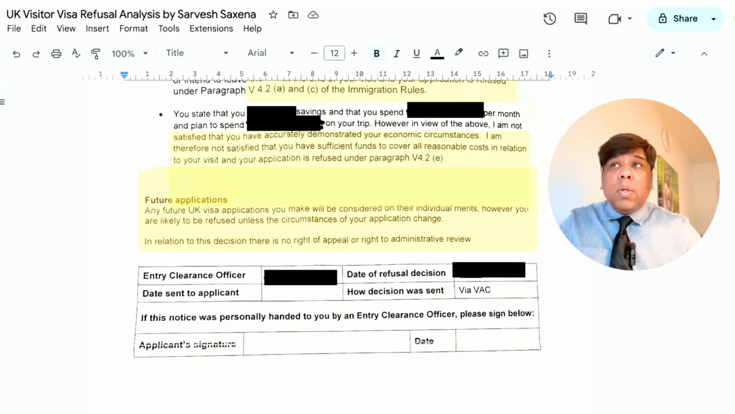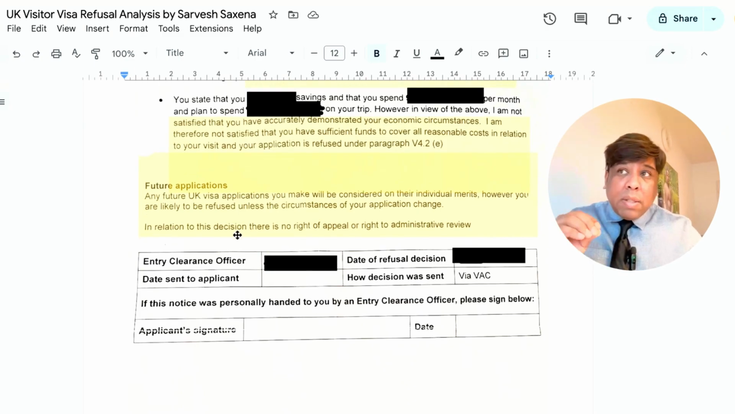The only thing you can do is ask for a reconsideration, or you can go for judicial review, which is going to be extremely expensive, and I don't recommend it unless you can claim that there is a human rights breach that you are claiming in the judicial review. But what other remedy is available to you is to make a fresh application.